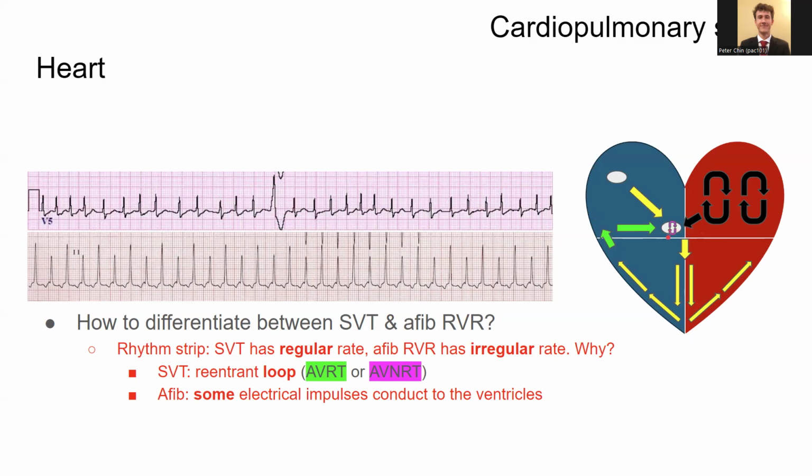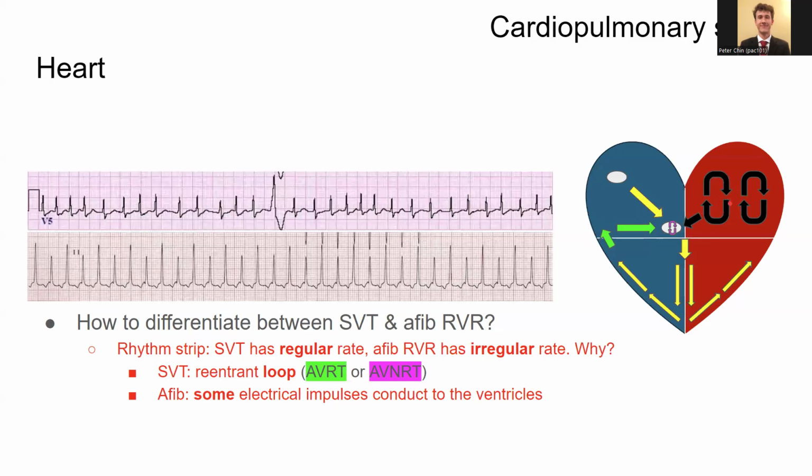In AV nodal reentrant tachycardia, the reentrant loop is just in the AV node. There's some physiology about the slow and fast conduction pathway. You can look into that or read about it, but with regards to shelf or step exams, that's not as important to know. So for AFib, that's the arrows in black.